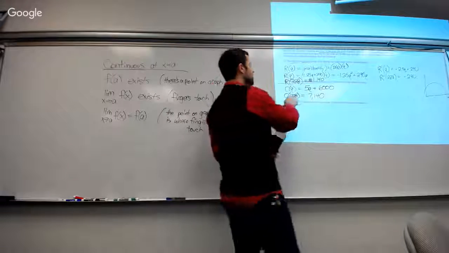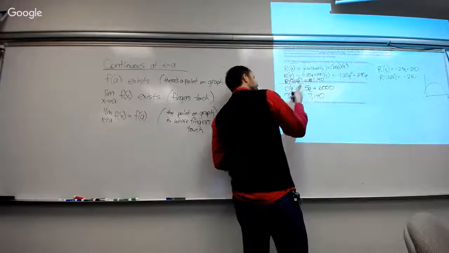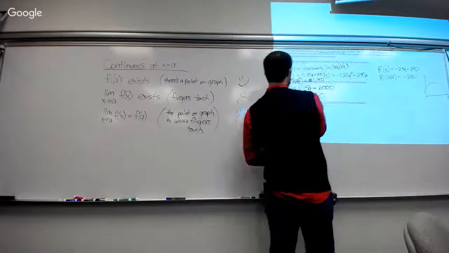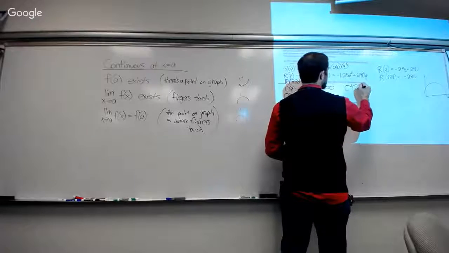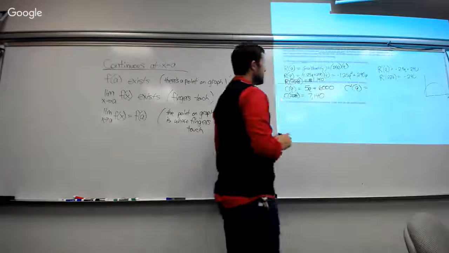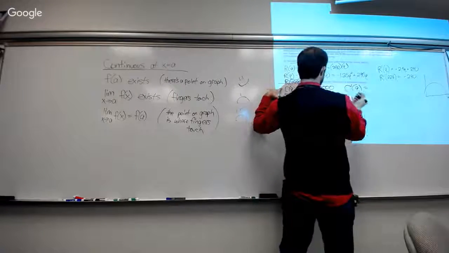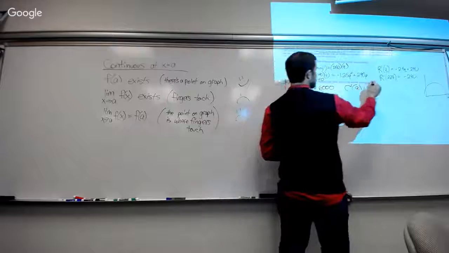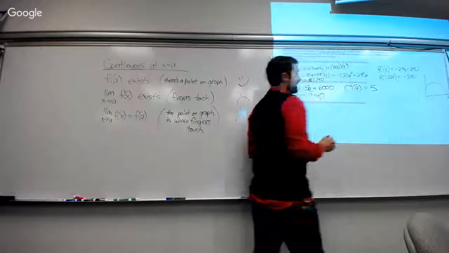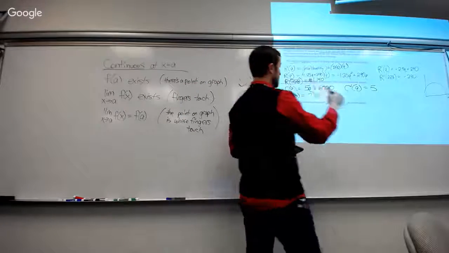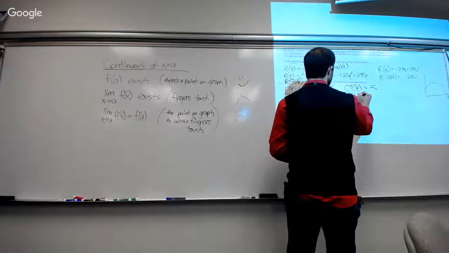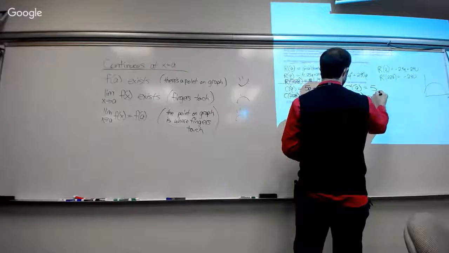Okay, but what now was the cost of the 228th item? Take the derivative of cost, and that's our marginal cost, the marginal cost of just the 228th item. What's the derivative of 5Q plus 6,000? Just 5. So the marginal cost of just the 228th item was just $5.